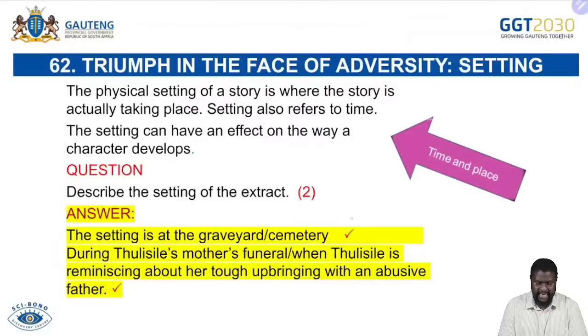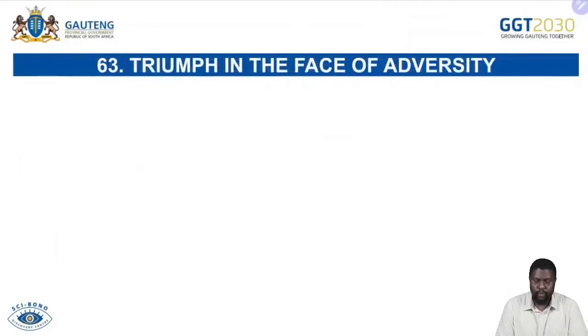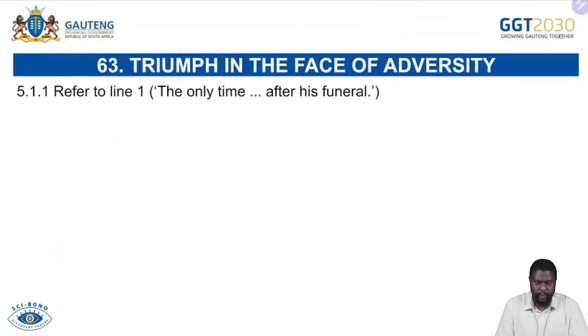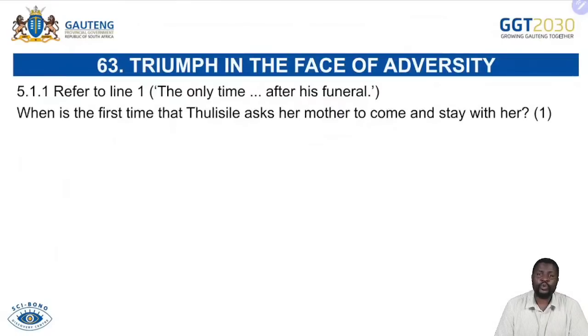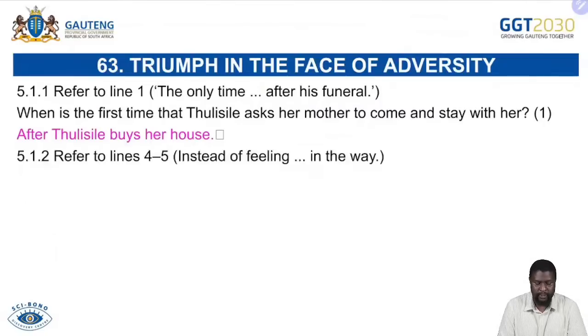The setting is at the graveyard or at the cemetery during Tulisile's mother's funeral, when Tulisile is reminiscing about her tough upbringing with an abusive father. For 2 marks. Refer to line 1, the only time. When is the first time that Tulisile asks her mother to come and stay with her? This is after Tulisile buys a house. That's when she asked the mother to come and stay with her. Refer to lines 4 to 5. Remember, go back to the lines and read.